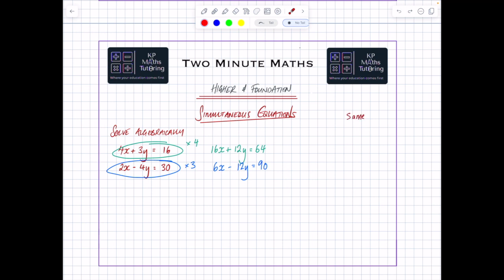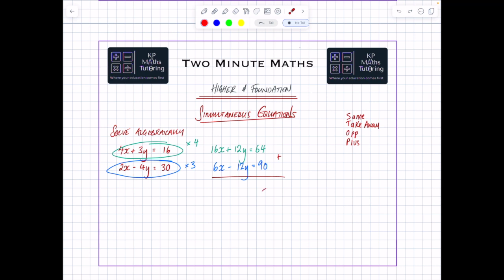What we now need to do is use this acronym: same, take away, opposite, plus. And what we're looking at is these signs. If these signs are the same, we take away the sums. If these signs are opposite, we add the sums. So you can see here, the two signs are opposite, therefore I add them.